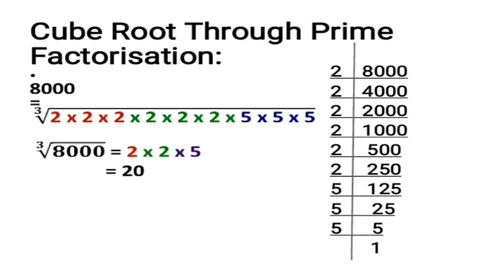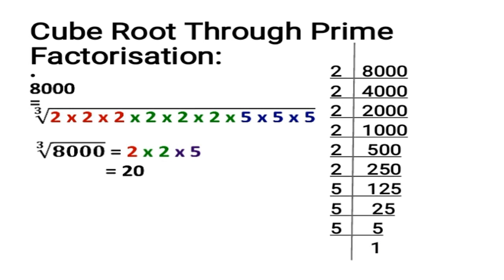1000 times. 1000 is again divisible by 2, 500 times. 500 is again divisible by 2, 250 times. 250 is again divisible by 2, 125 times. And now 125 is divisible by 5, 25 times, and 25 again divisible by 5, 5 times, and 5 again divisible by 5, 1 time. So see what factors I got for 8000: 2 into 2 into 2, 2 into 2 into 2, 5 into 5 into 5. And now students, the important part of this sum. Whenever I get any factor 3 times, I will be writing it only one time.